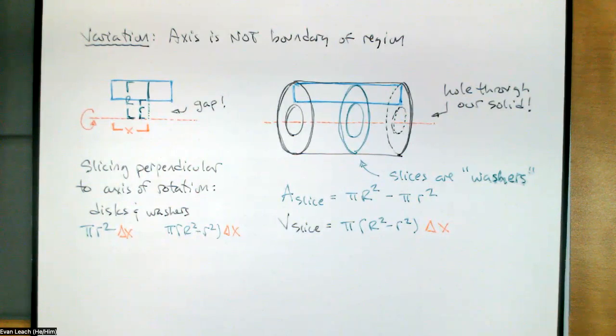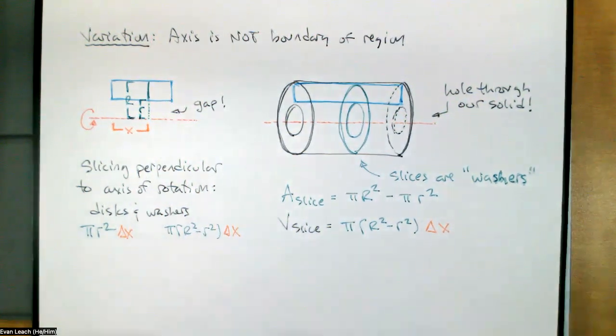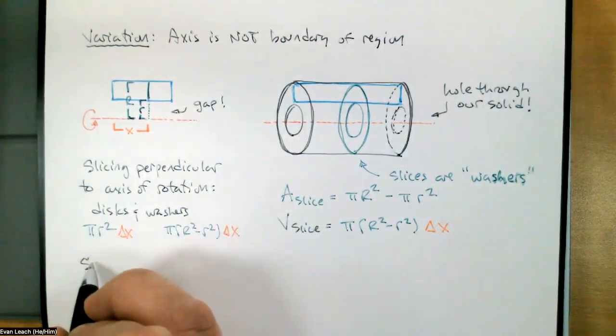But I just created this category called slicing perpendicular to the axis of rotation. This implies the existence of another category called slicing parallel to the axis of rotation. That's just not a thing. I'm just kidding. It totally is a thing. I wouldn't have said anything otherwise.